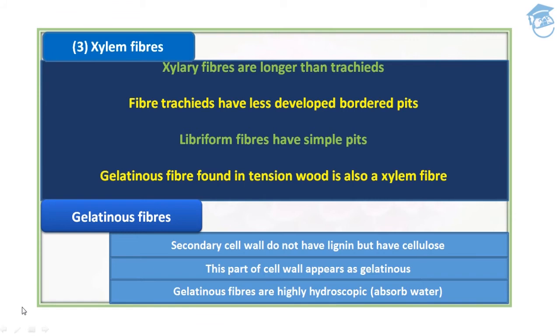Now we'll talk about the gelatinous fiber. Although it is not there in the NCERT book, for knowledge's sake I'm explaining gelatinous fiber, though it is not very important from your course point of view. The secondary cell wall does not have lignin but has cellulose. This part of the cell wall appears gelatinous, and gelatinous fibers are highly hygroscopic. That means they absorb water.